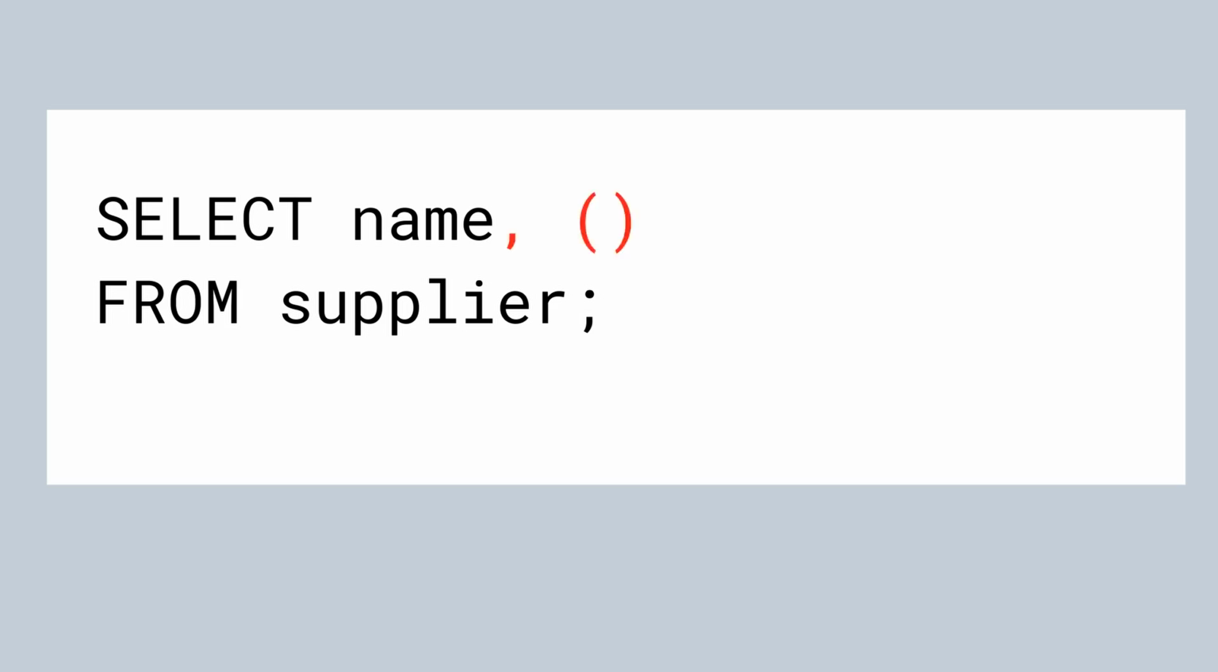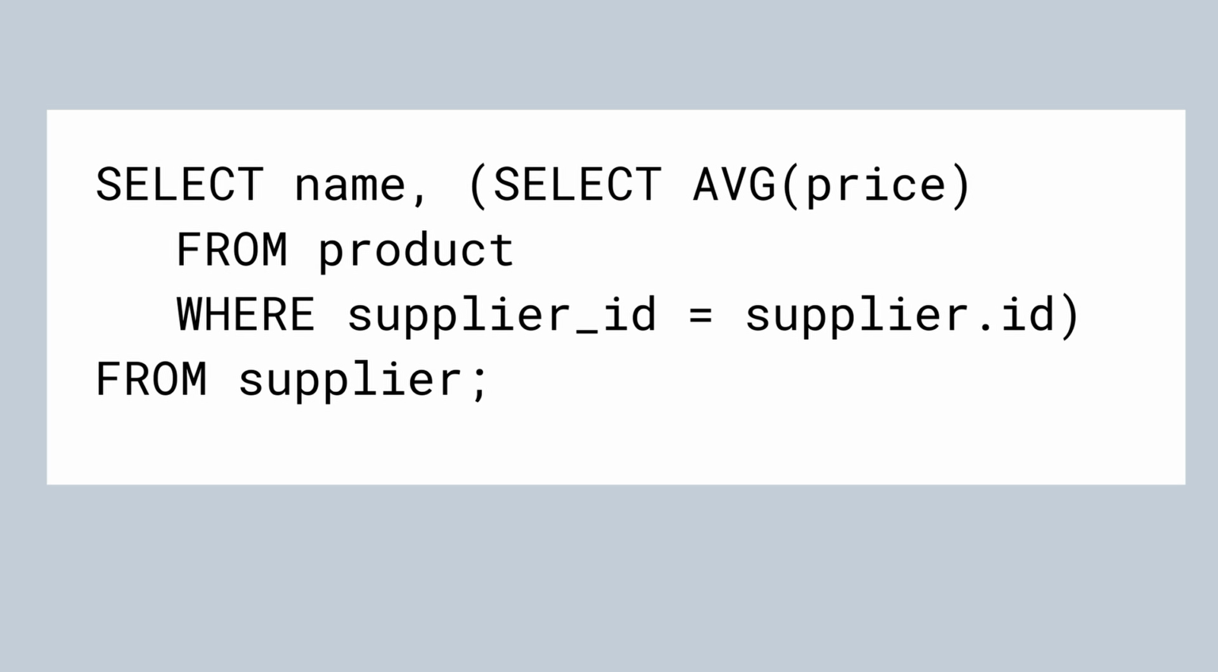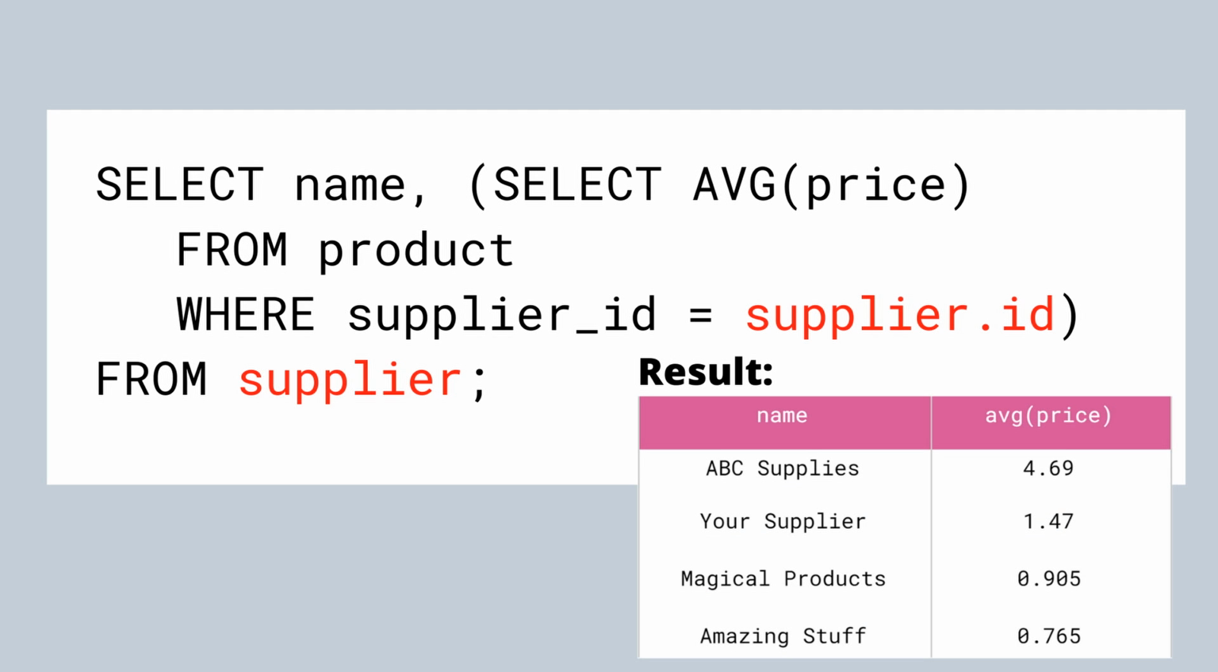Now, we want to add a second column with the average product price. After a comma in the select clause, we add a pair of parentheses. Inside the parentheses, we provide the following subquery: select average price from product where supplier ID equals supplier.id. The supplier.id column refers to the outer query, so this is a correlated query. And that's it. If we now run the query, we'll find the average product price for each supplier. We did that with a subquery in the select clause.